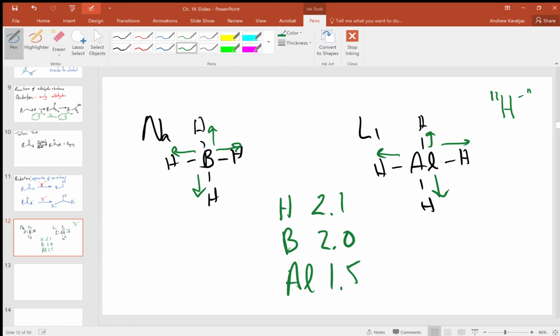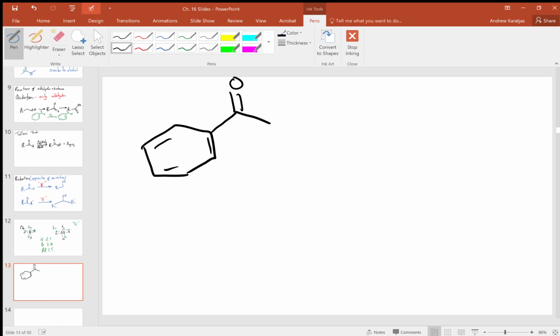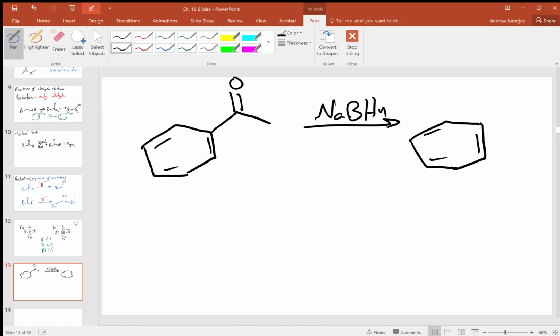But these reactions work extremely well. They're very, very reliable. And again, you can take your carbonyl, your aldehyde or ketone, and add one of these to it. And as a result, you get an alcohol.